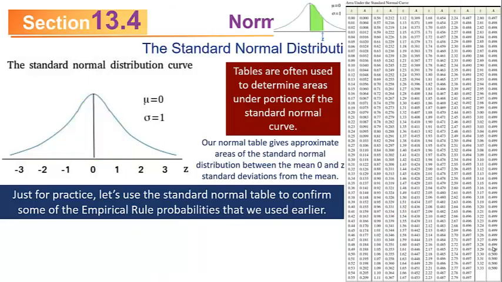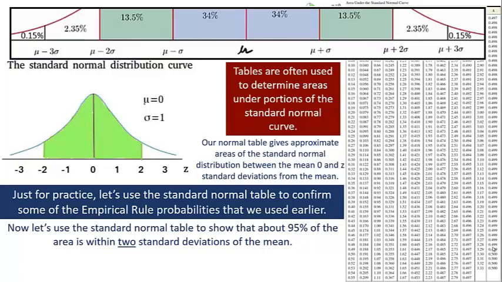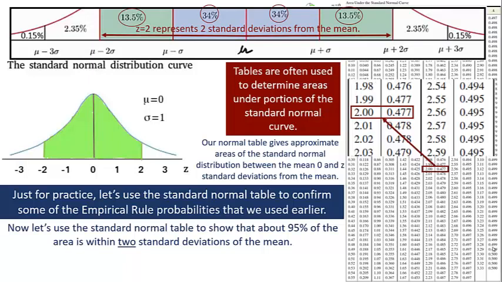How about doing the same thing now to show that 95% of the area is within 2 standard deviations of the mean? Remember, the empirical rule says if you stay within 2 standard deviations of the mean, you're going to get 95% of the data. That's 13.5 twice and 34% twice. That adds to 95%. If you actually look that up in the table, if you look up 2, you'll see that it's about 0.477. But that's the area from 0 to the right until you get to 2.